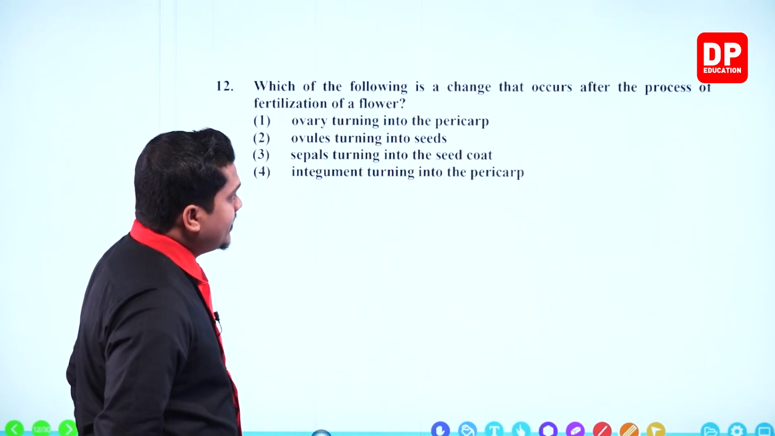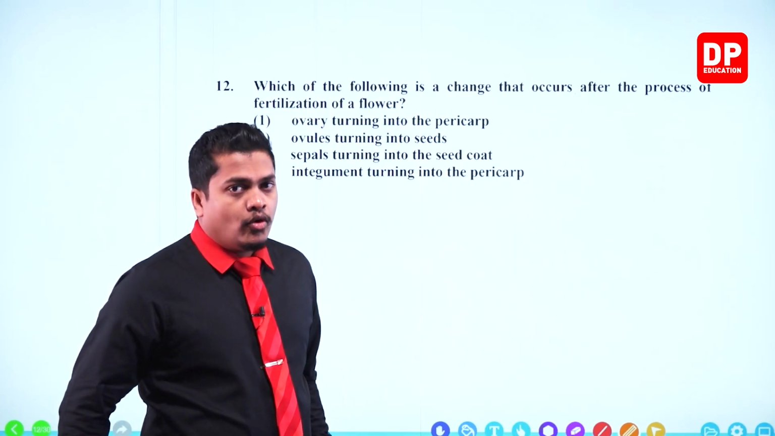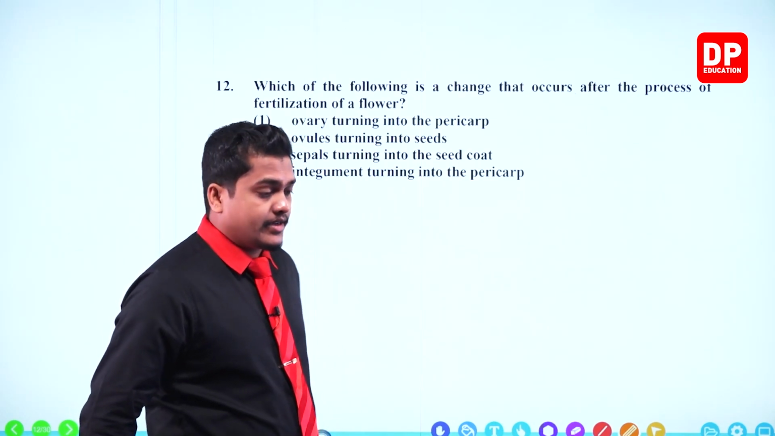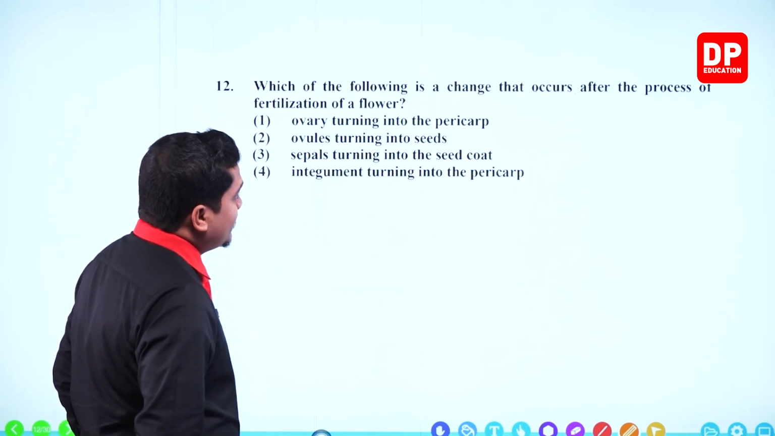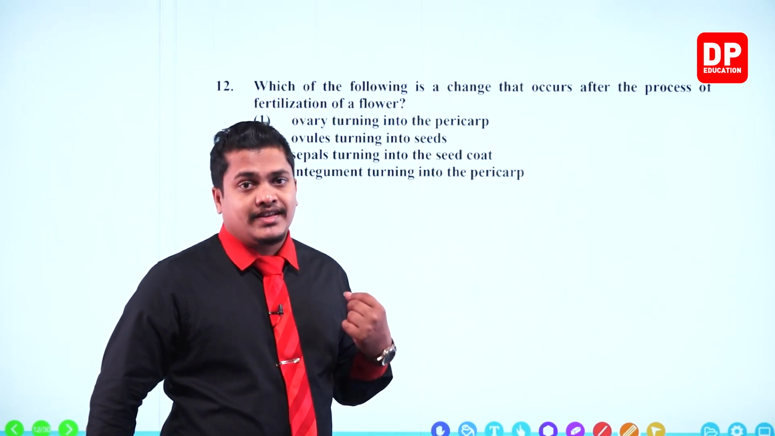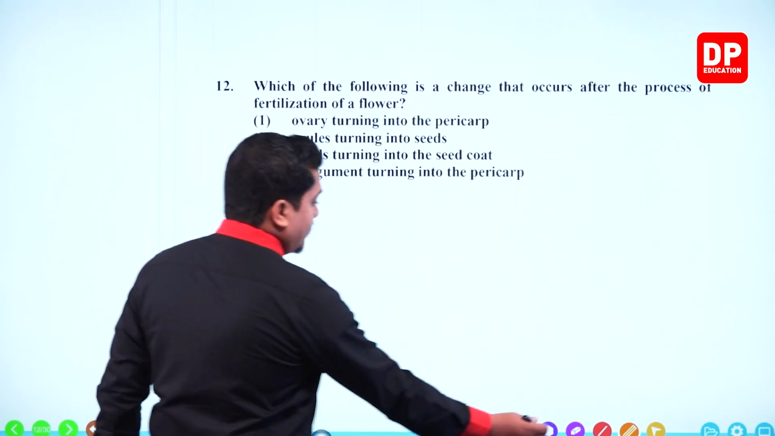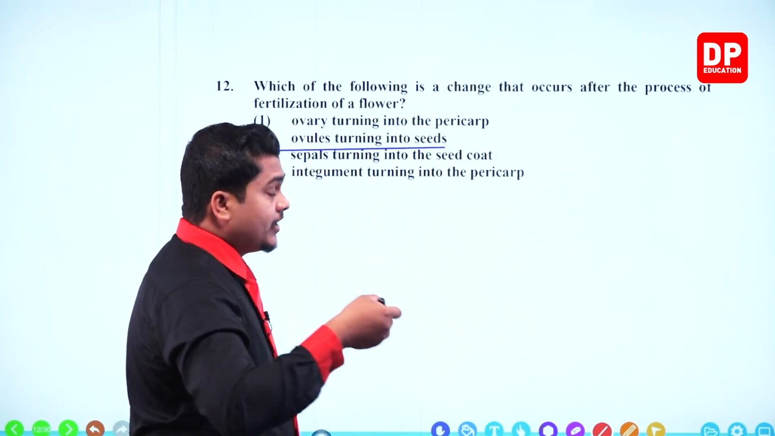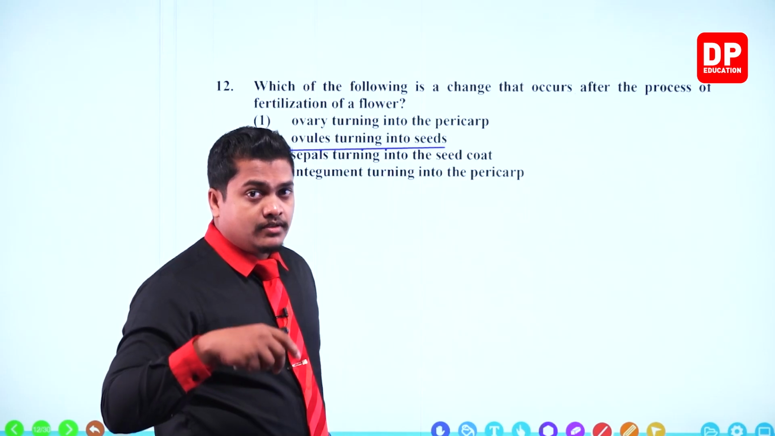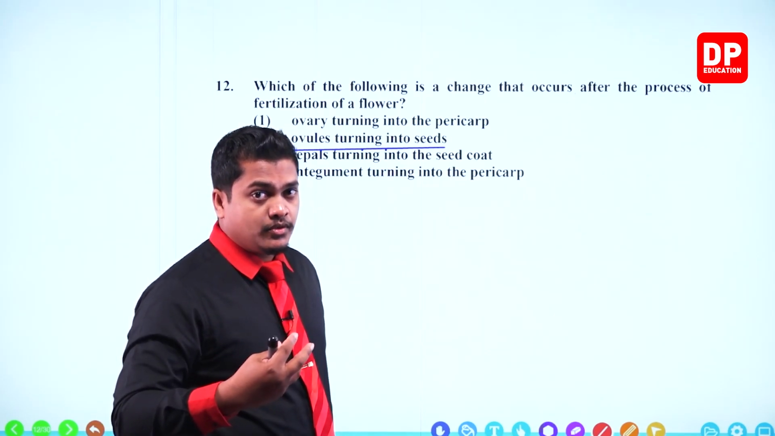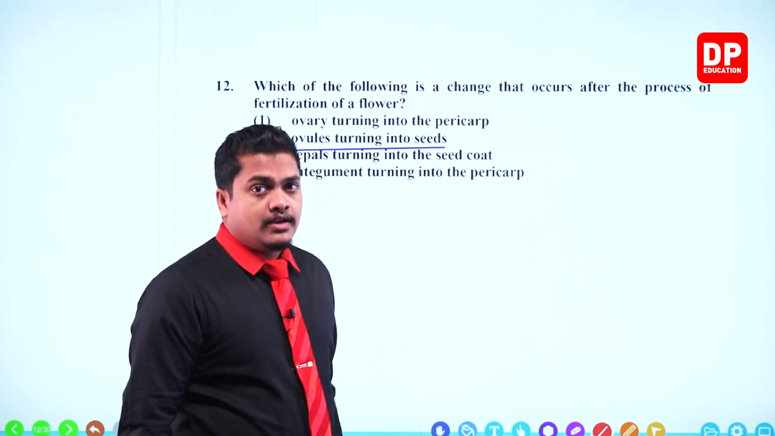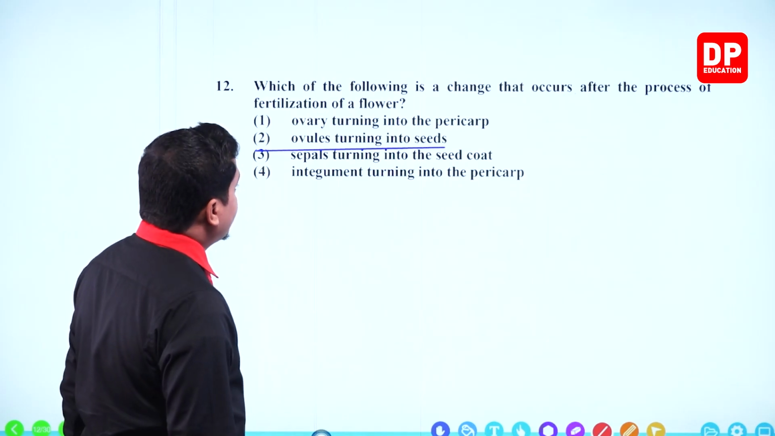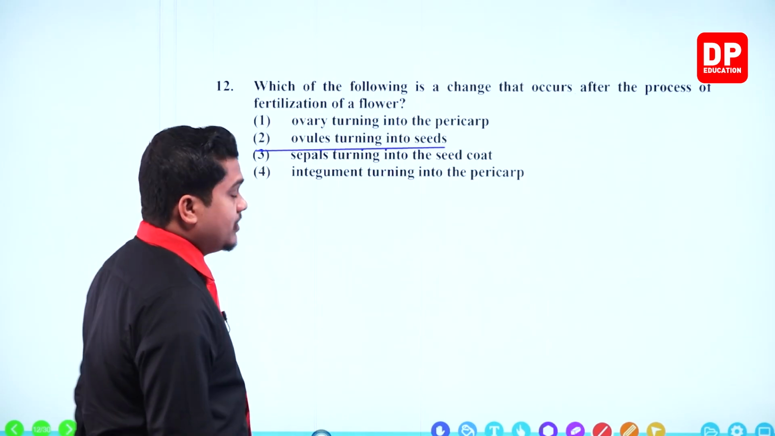Ovary turning into the pericarp. Incorrect, right? Ovary is not the one which is turning into the pericarp. Actually, the ovary becomes the fruit. So it is incorrect. Next one, ovules turning into seeds. My dear children, that is the correct answer. Like I said, the ovary becomes the fruit, and the seeds are the ovules. Within the ovary you can observe ovules, no? Those ovules are getting converted into seeds after the fertilization process. So the correct answer for question number 12 is ovules turning into seeds.